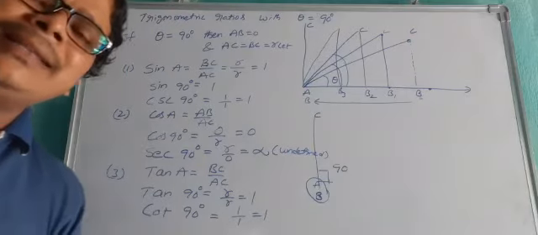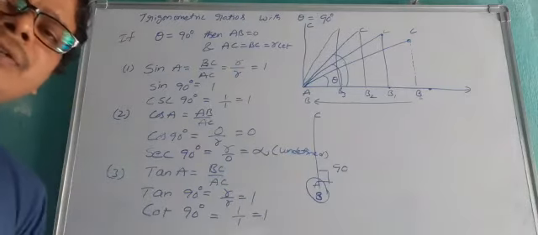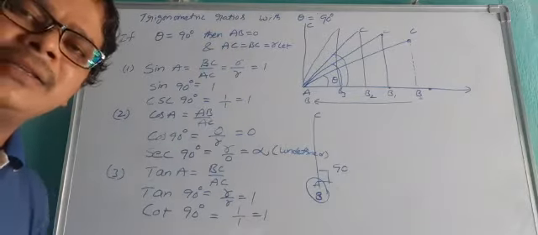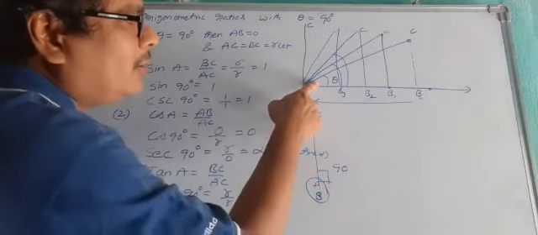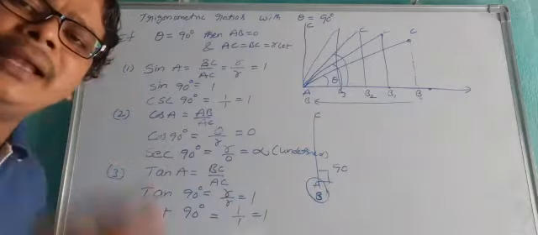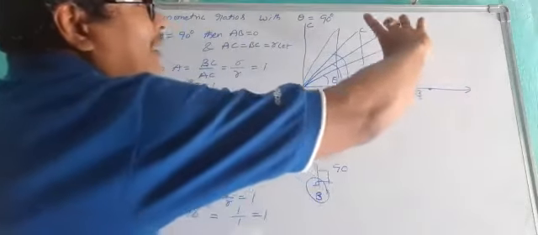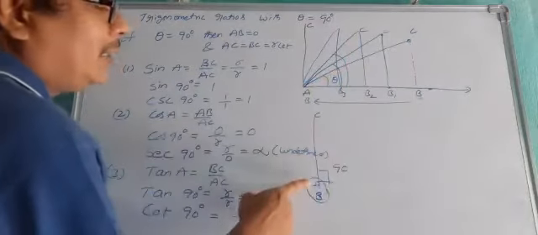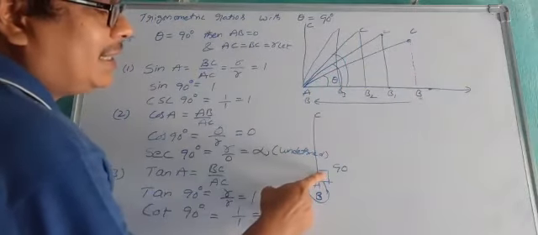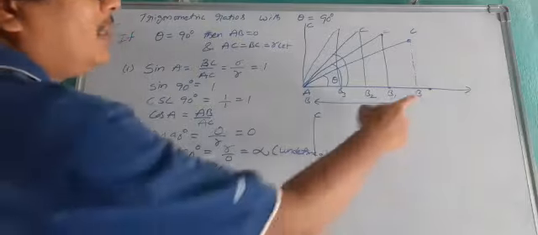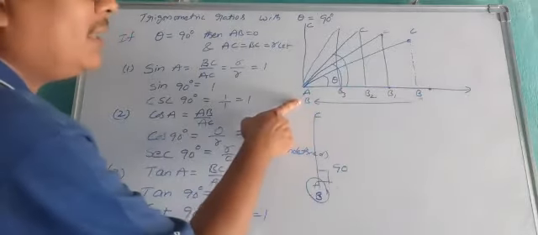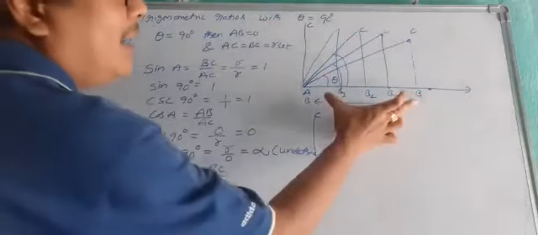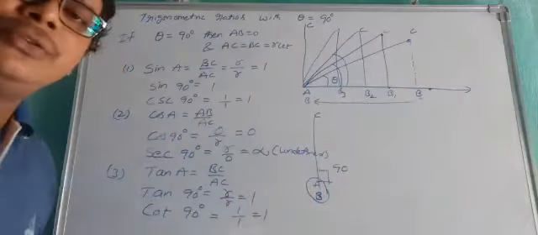So these are all the trigonometric ratios with angle 90 degrees. If you get 90 degrees at A, automatically this B coincides with A and BC coincides with AC. The value of AB becomes 0.